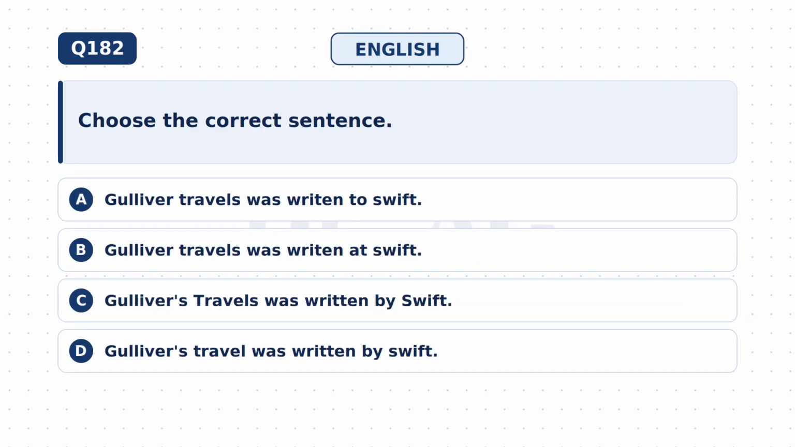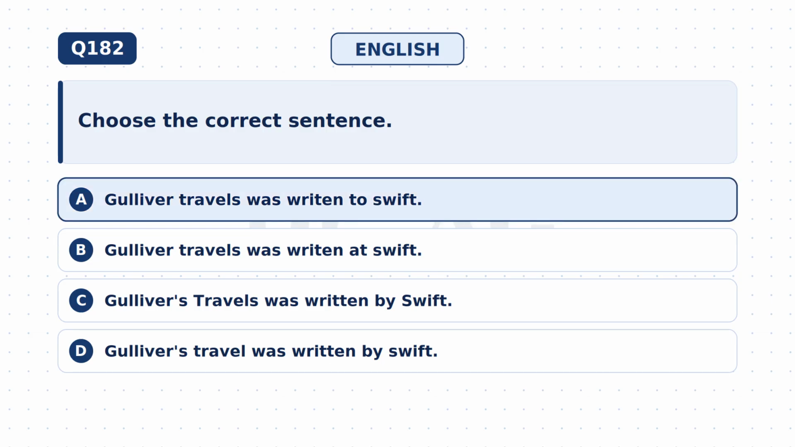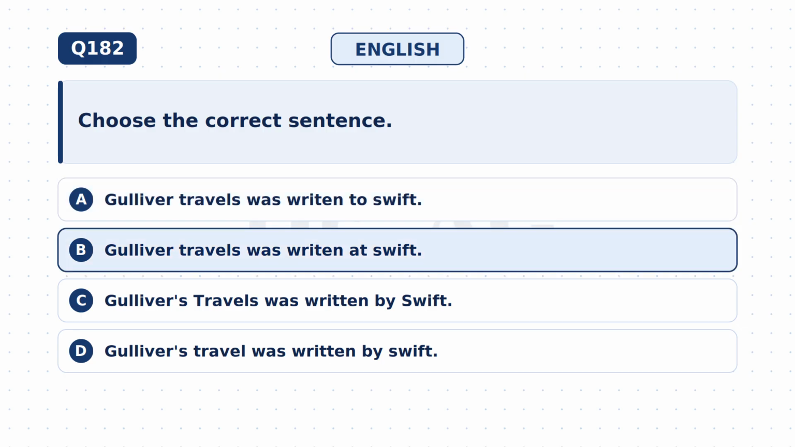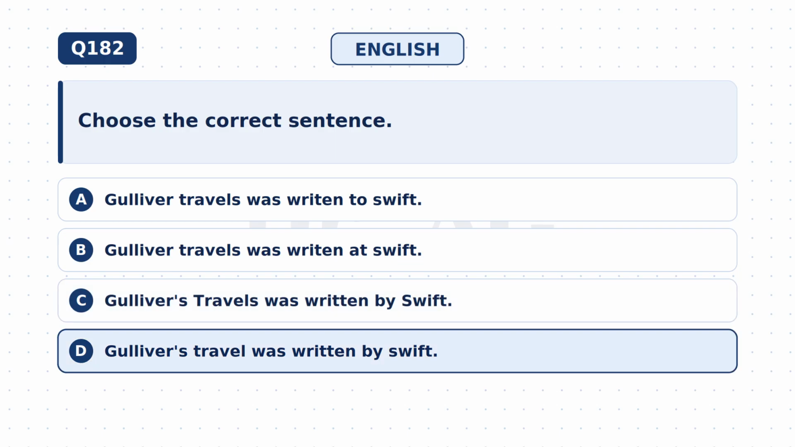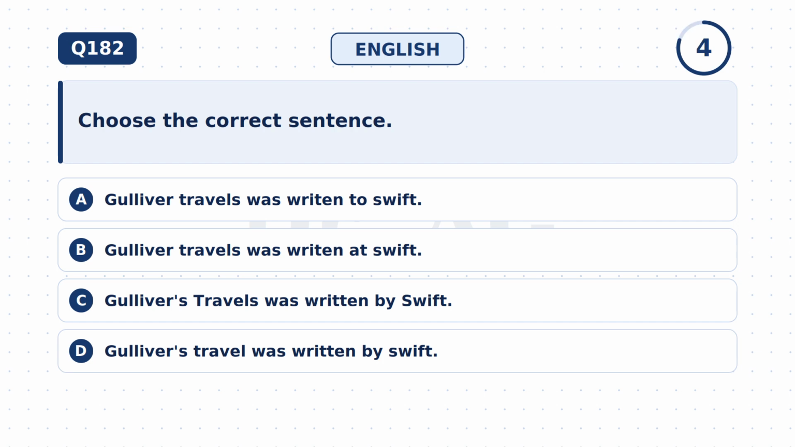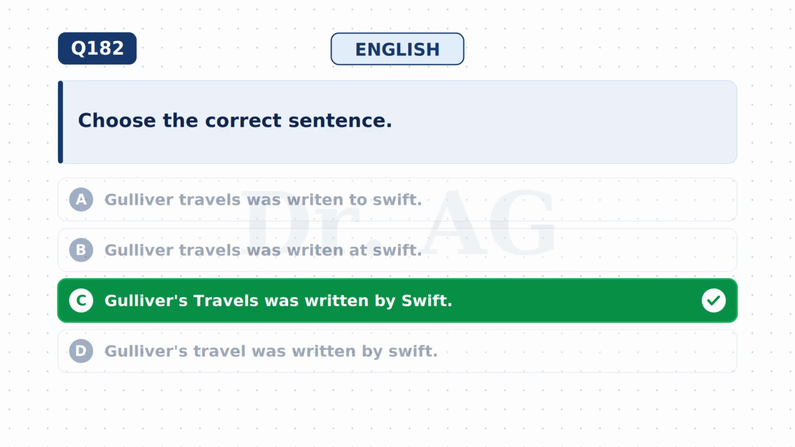Question 182. Choose the correct sentence. Option A, Gulliver Travels was written to Swift. Option B, Gulliver Travels was written at Swift. Option C, Gulliver's Travels was written by Swift. Option D, Gulliver's Travel was written by Swift. The correct answer is C, Gulliver's Travels was written by Swift.